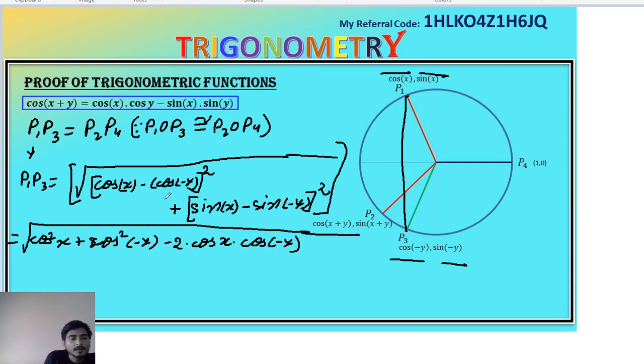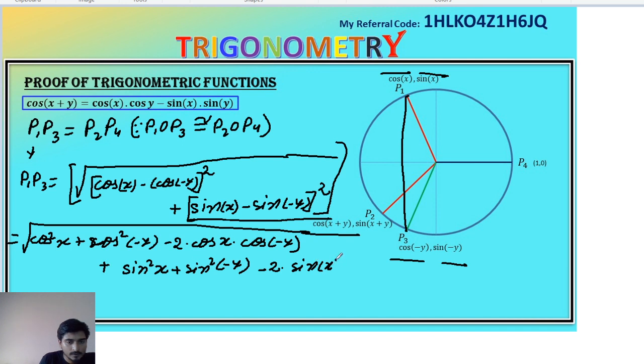Okay, same way I can expand this formula also, so I can write this as plus sin square x plus sin square of minus y minus 2 into sin of x into sin of minus y. Okay, now from this thing I can easily write this as, anyone having any doubt or something you can ask directly, you can type in the message as well.